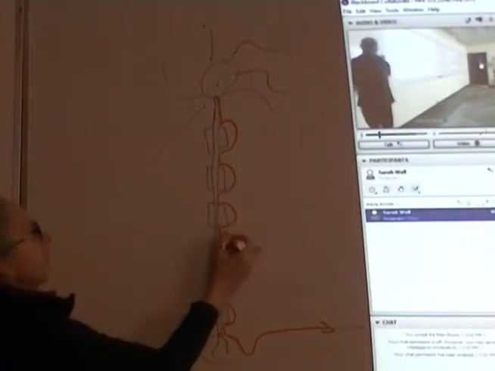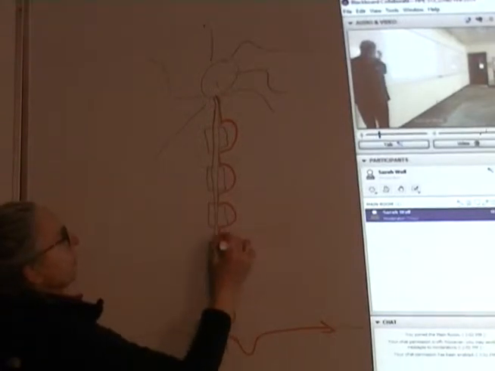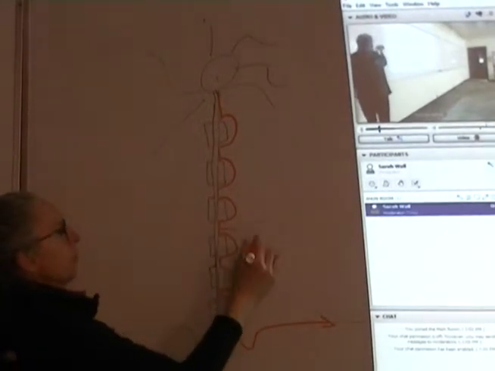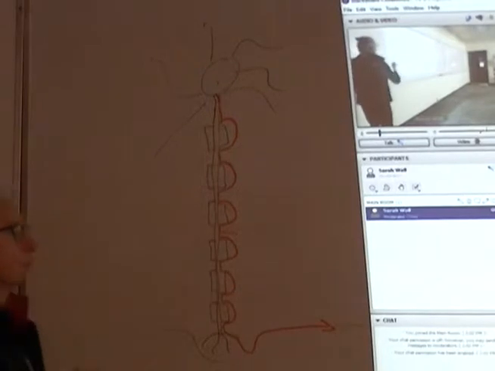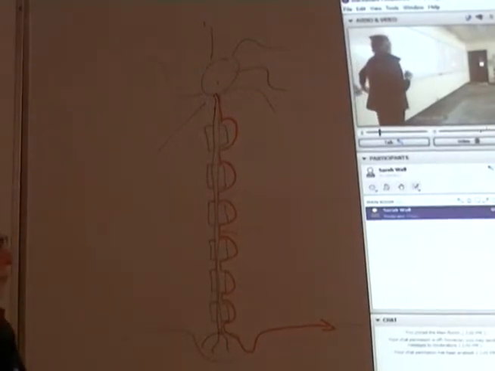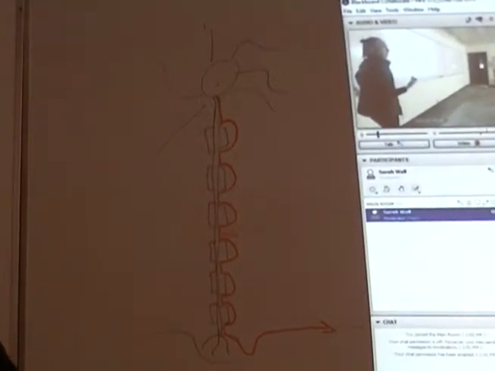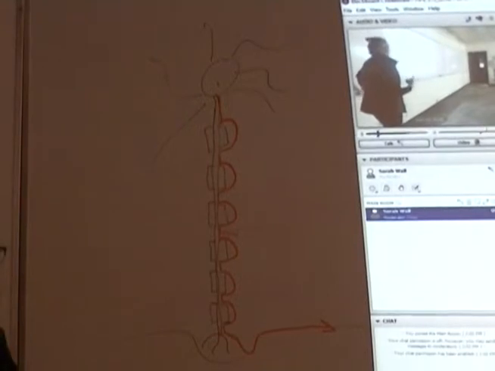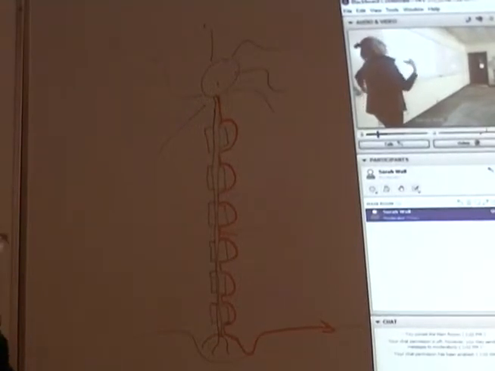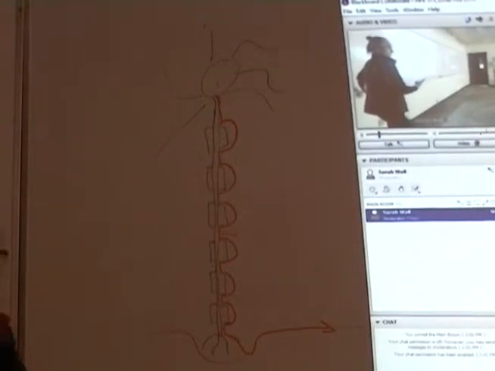The little gap where the jump is called the node of Ranvier. Right? And it can increase the speed of conduction by up to 150 times over a nerve that does not have myelin around it. All right? So it considerably speeds up the transmission of the signal from the brain.